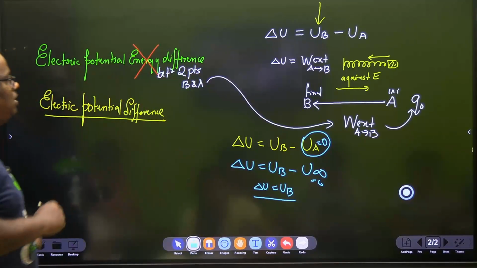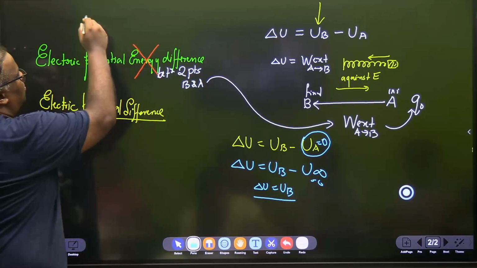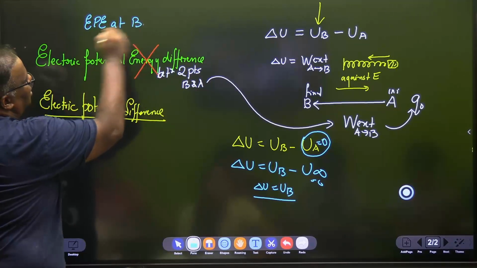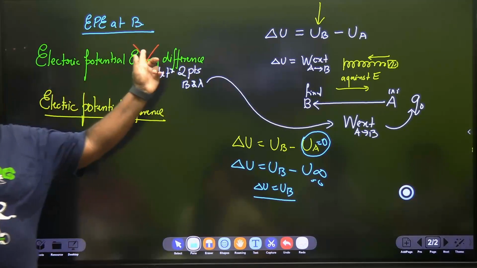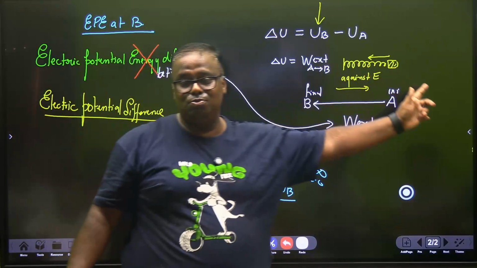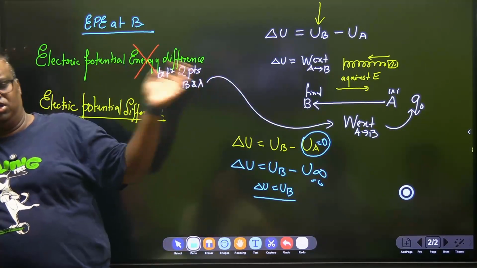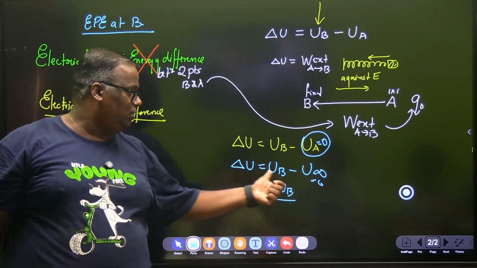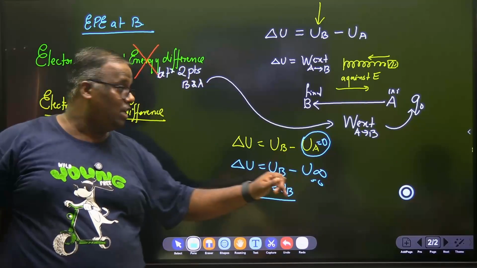So if somebody now asks, what is electrical potential energy? What is EPE at B? Let's see if you can define it or not. The EPE at B is equal to the external work done when a charge is moved from infinity to that point. Same condition, slow. Because then the definition comes, delta U equal to UB minus U infinity. Clear?